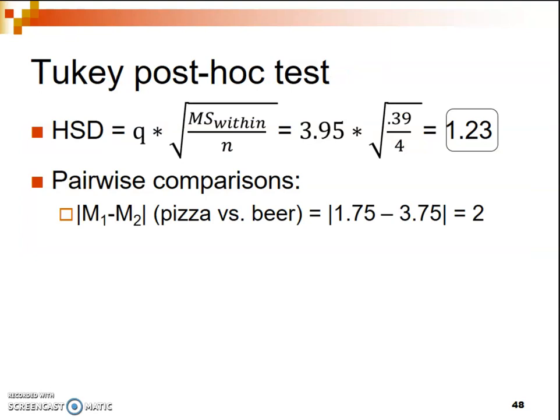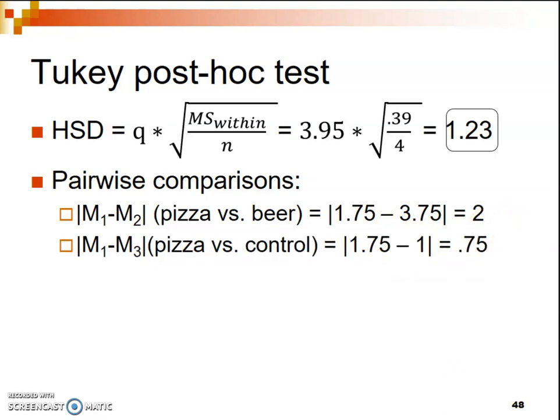So we're going to take the mean for the pizza group, which was 1.75, and we're going to subtract the mean of the beer group from it. You'll notice that I placed some absolute values around these mean comparisons. That's because we basically just care to see what the difference is between these 2 means. It doesn't matter if it's positive or negative, because again, you can put this in either order, with beer first or pizza first. So because of that, we'll take the absolute values for all of these pairwise comparisons. So when you subtract 1.75 minus 3.75 and take the absolute value, it gives you 2.